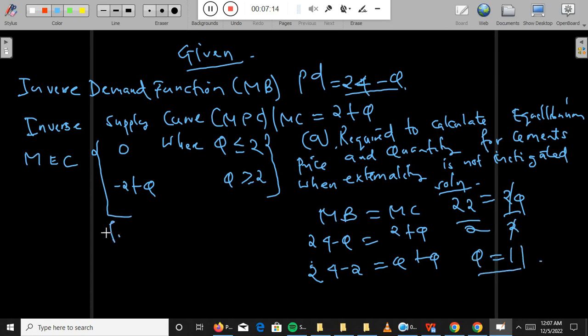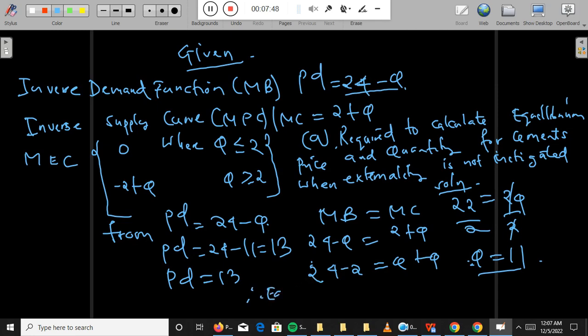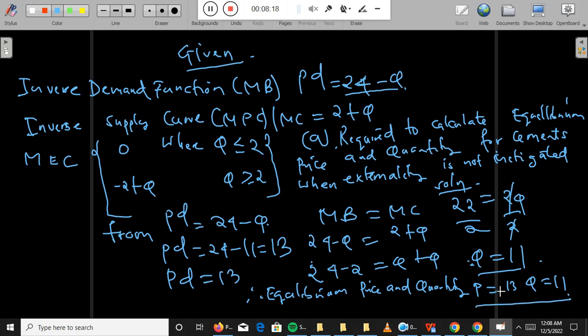We divide by 2 on both sides. So the equilibrium output for cement production, if the externality is not yet mitigated, is equal to 11. We find the price by taking 24 minus Q. We plug in the value of Q, which is 11, so it will be 24 minus 11, which is equal to 13. So P_D equals 13. The equilibrium price and quantity for cement production when the externality is not yet mitigated are a price of 13 and an output of 11.